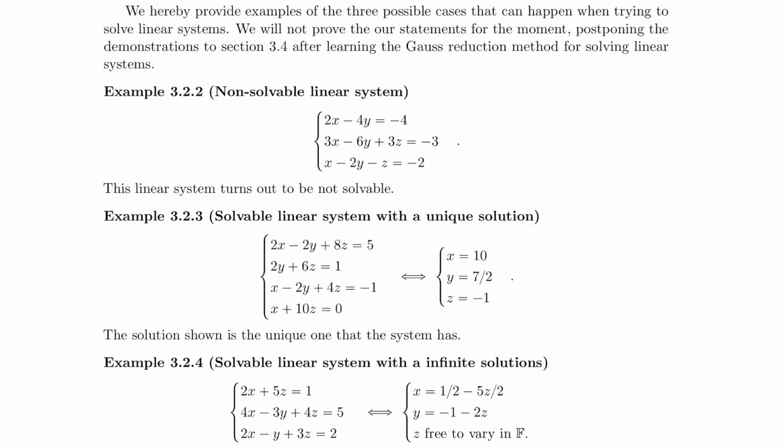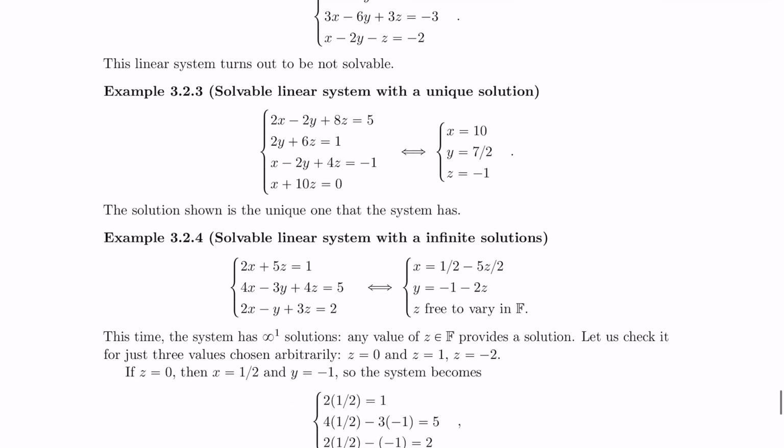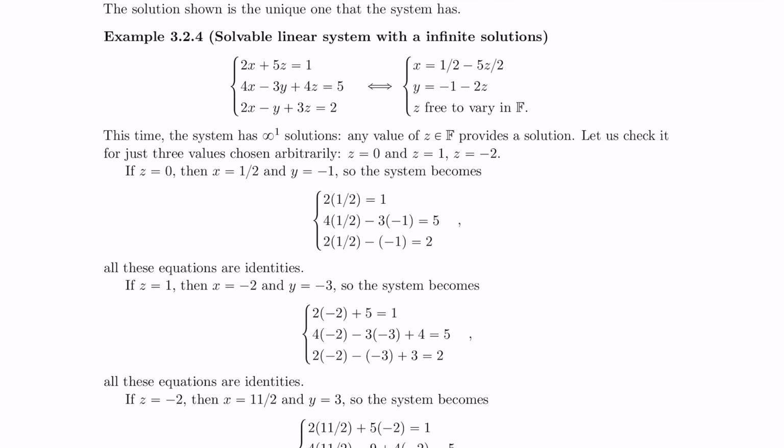In order to illustrate the three cases put in light by Roché-Capelli's theorem, let's see these examples. This system provides an example of a non-solvable linear system. Instead, this system can be solved with a unique solution written here. Finally, this system has an infinite amount of solutions. In fact, as you can see, the solution is written in terms of a free parameter. If you fix the parameter z to be 0, then a solution is 1/2, -1 and 0.